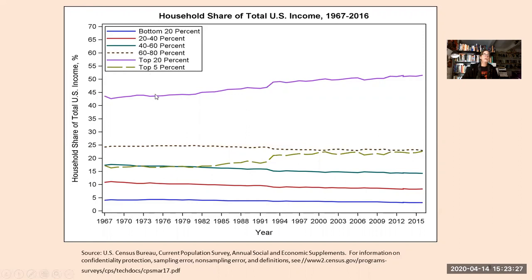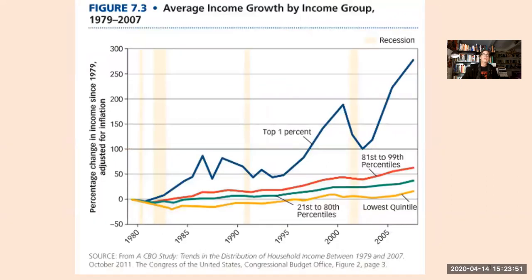And this purple, that's the top 5% overall. So that's a larger number of people than this group. So this group is included in there. So the top 20% are getting almost half of the income in the United States. And the other 80% get the other half.